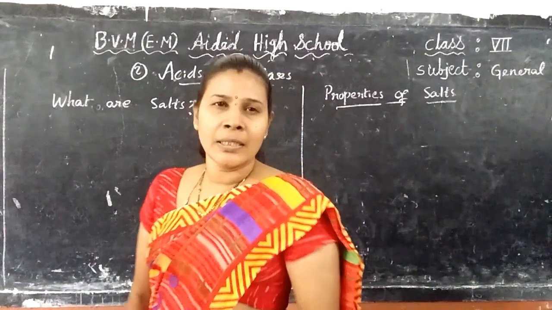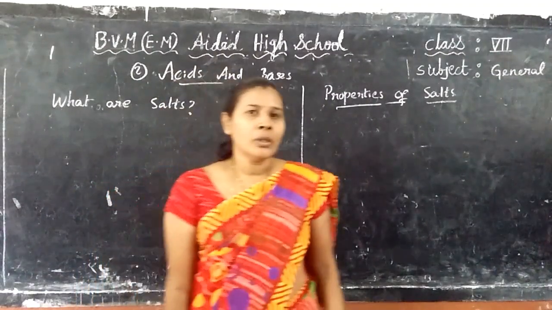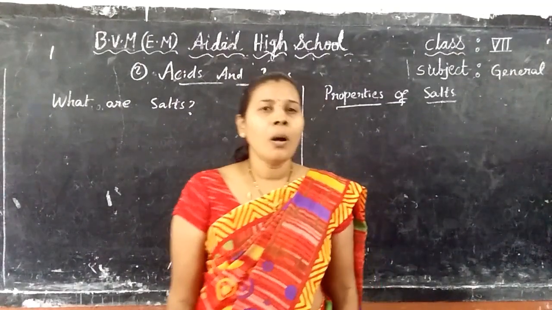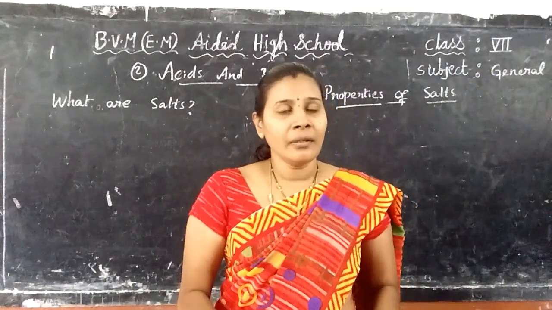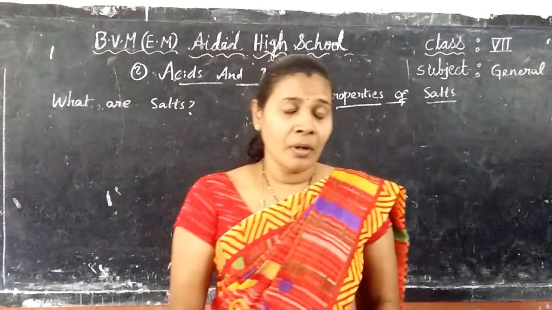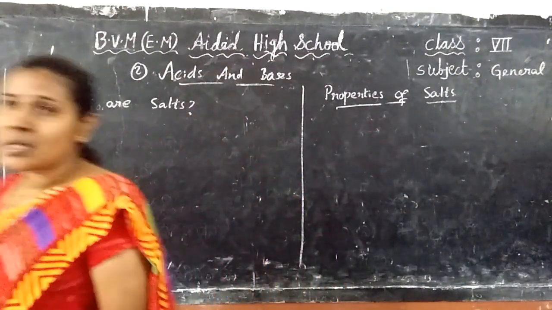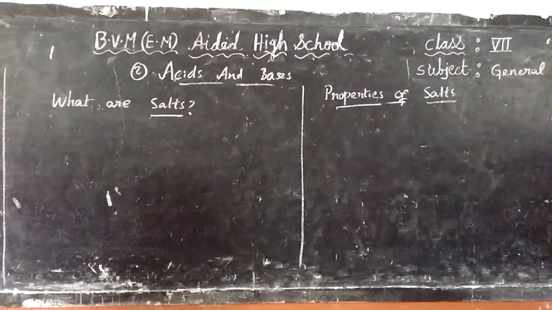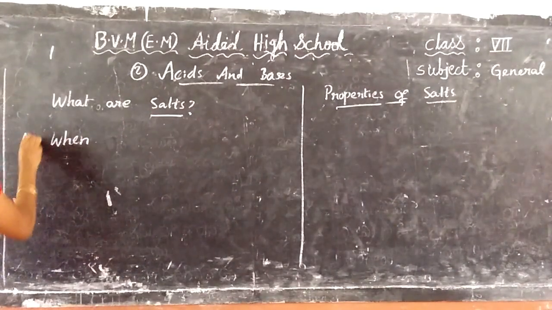We know that generally in a neutralization, the qualities of acids and bases are destroyed. When acids and bases are mixed together, a chemical reaction takes place between them and they form some type of compounds. Those compounds are called salts. What do you say? Salts. So what are salts?